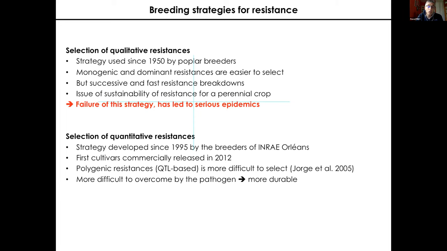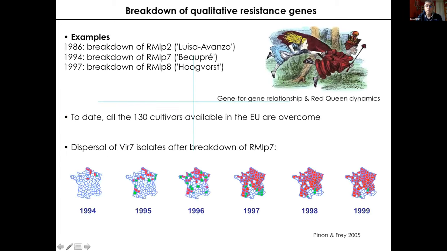So it should be more durable. I will give a few examples of breakdown of qualitative resistance genes, because there have been a lot during the 20th century. In 1986, there was a breakdown of the RMLP2 gene, which was borne in several Italian cultivars, namely Luisa Avanzo, which was largely planted in Italy and in southwestern France. And it led to major epidemics.